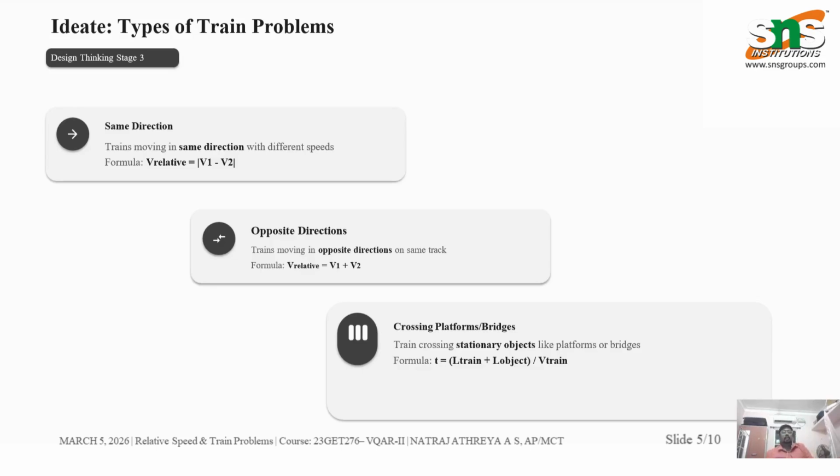Then we have opposite directions. When the trains are moving in opposite directions on the same track, then V relative is equal to V1 plus V2. So we sum both these velocities.